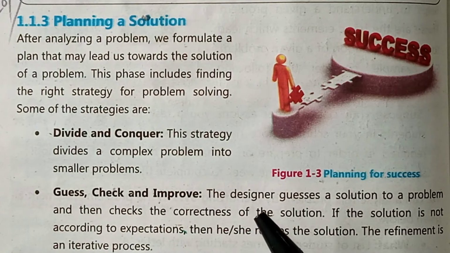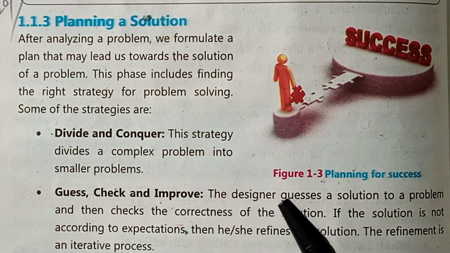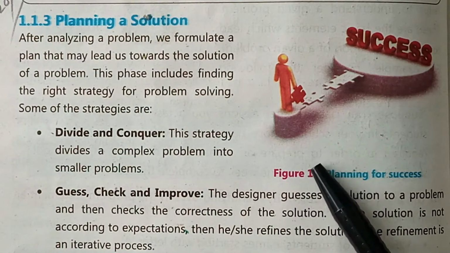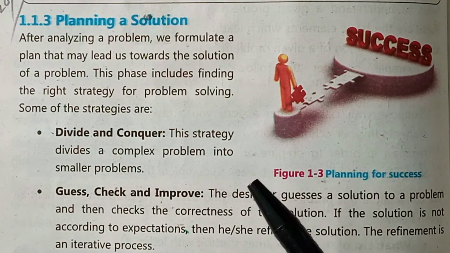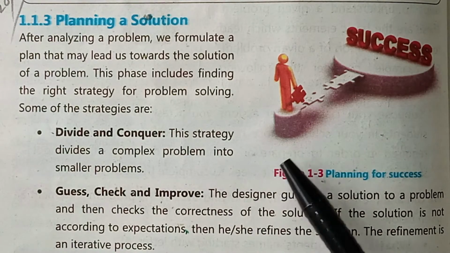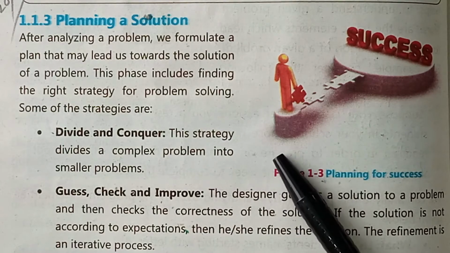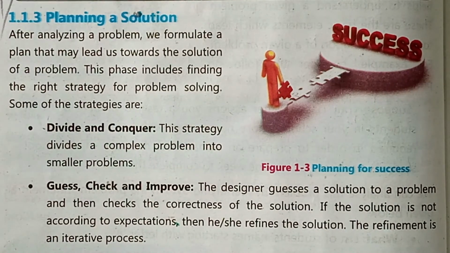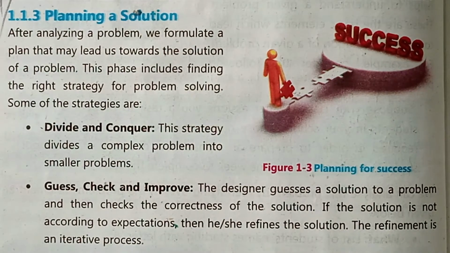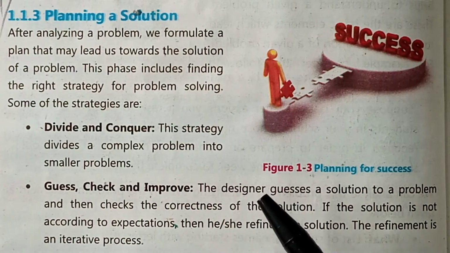Guess, check and improve is a problem solving strategy that designer can use to solve problems by guessing the answer and then checking that the guess fits the conditions of the problem. Students, the iterative process is simply a series of steps that you repeat and improving your solution with each cycle. In practical terms, think of it as practice to make your solution perfect.